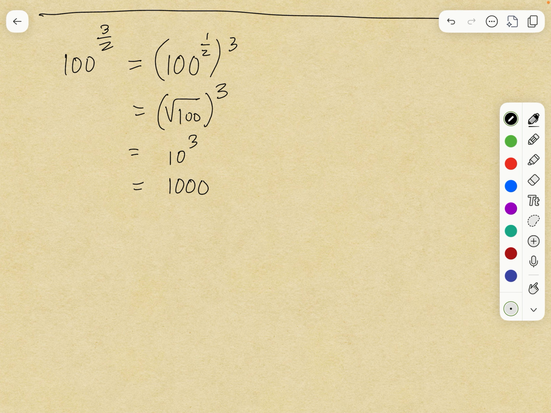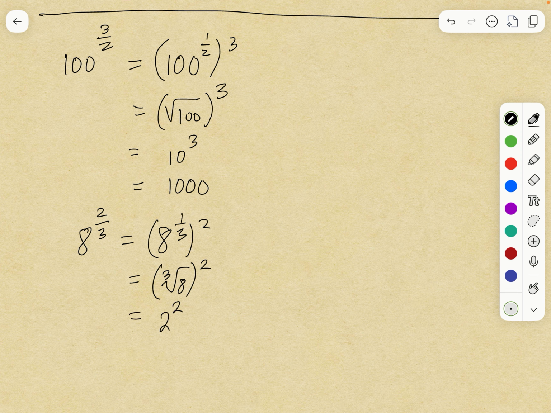And something like, let's do 8 to the 2/3 power. Well, how do we make sense of 2/3 power? We could define it to be 8 to the 1/3 power squared. And 8 to the 1/3 power is the cube root of 8. So the cube root of 8 squared, well, the cube root of 8 is 2. 2 squared is 4. So we would define 8 to the 2/3 to be 4.